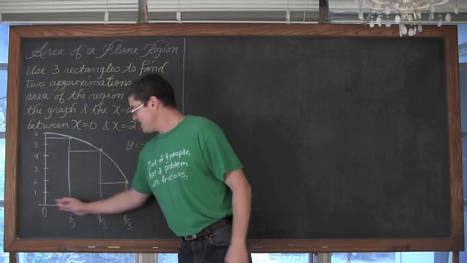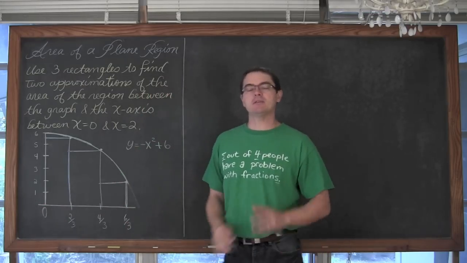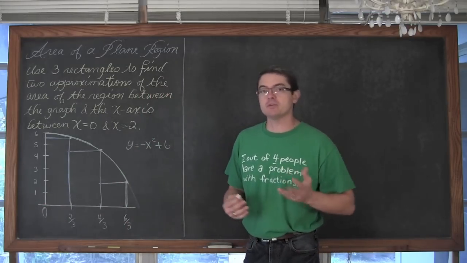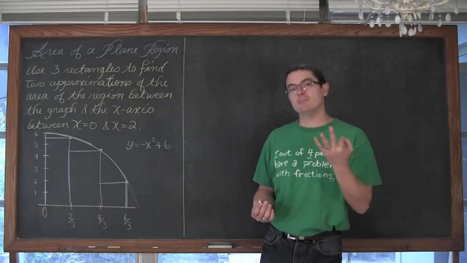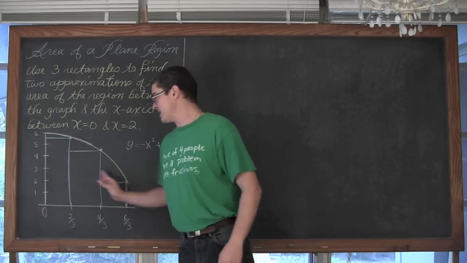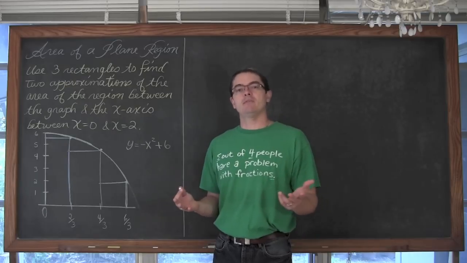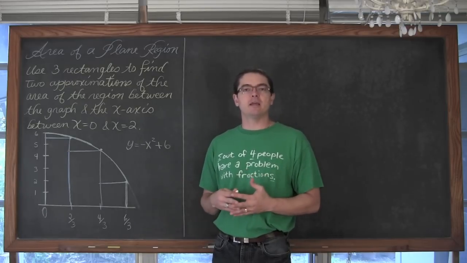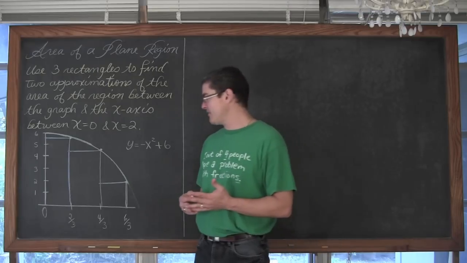What I did was I marked off 0 and 2, and we were asked to estimate the area with 3 rectangles, so I simply took that horizontal distance of 2 and divided it by 3. So now I have 3 rectangles that all have a width of 2/3. If I have the width, then all I need is to find the height of those rectangles. I can find the 3 areas and add them together.